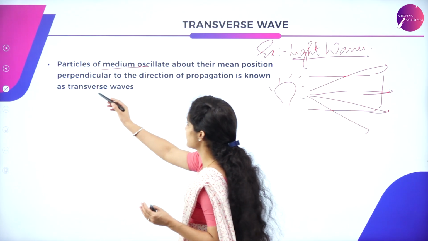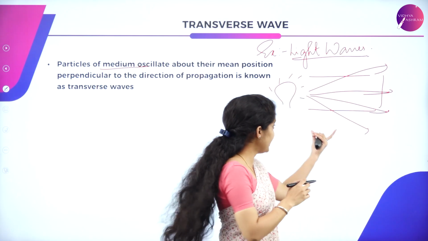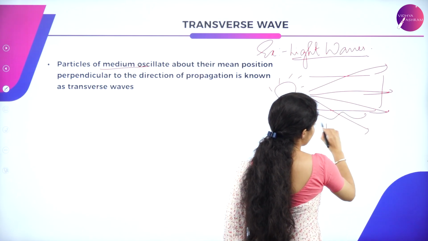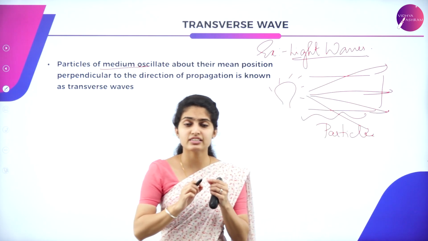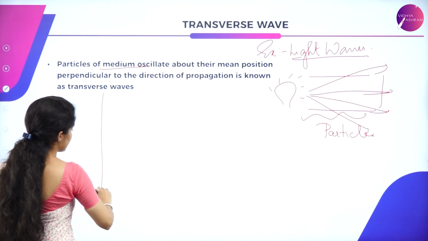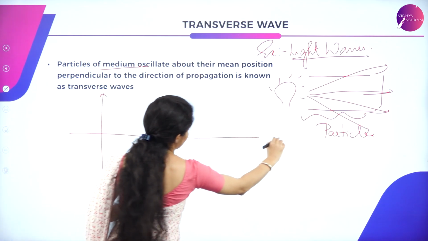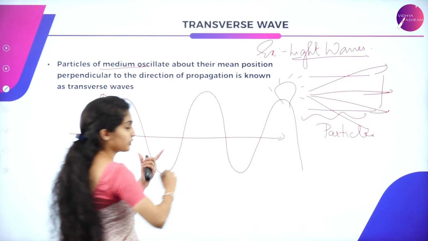So in this case the particles of the medium oscillate. In this medium there is a presence of tiny particles which is necessary for the light to travel. So you have got a wave. When it is a wave, we show the wave nature in this manner. So this is a wave.